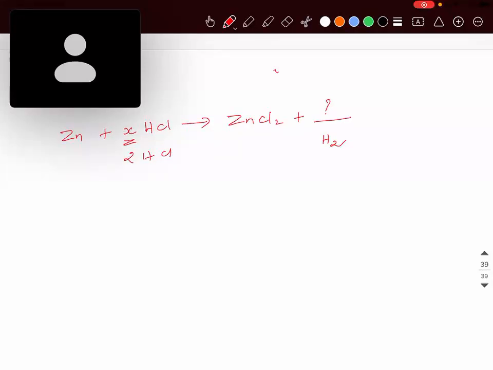When sodium reacts with cold water, the product formed will be Na2O, NaOH, Na2CO3, and so on. Which one is the answer? NaOH. Good.